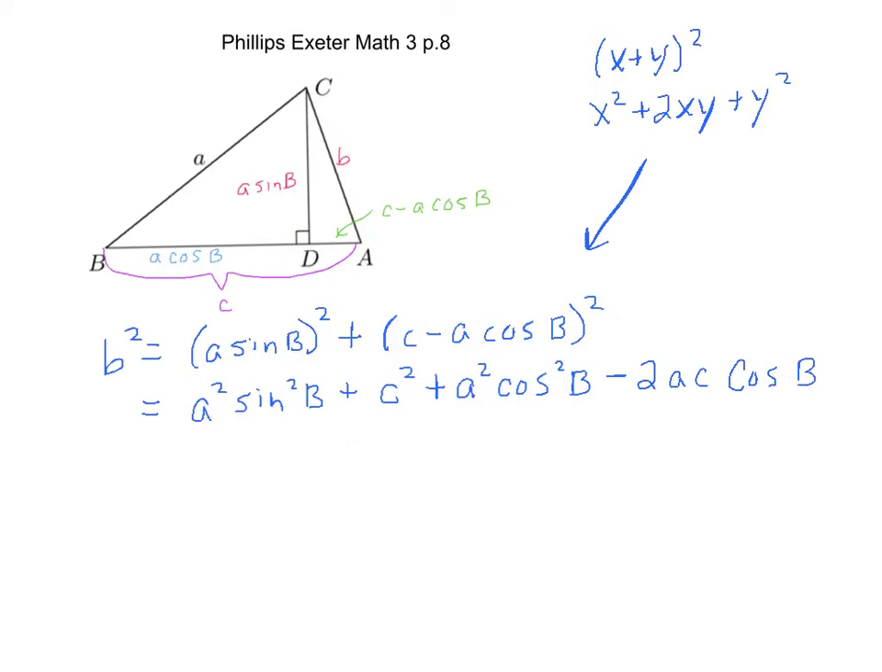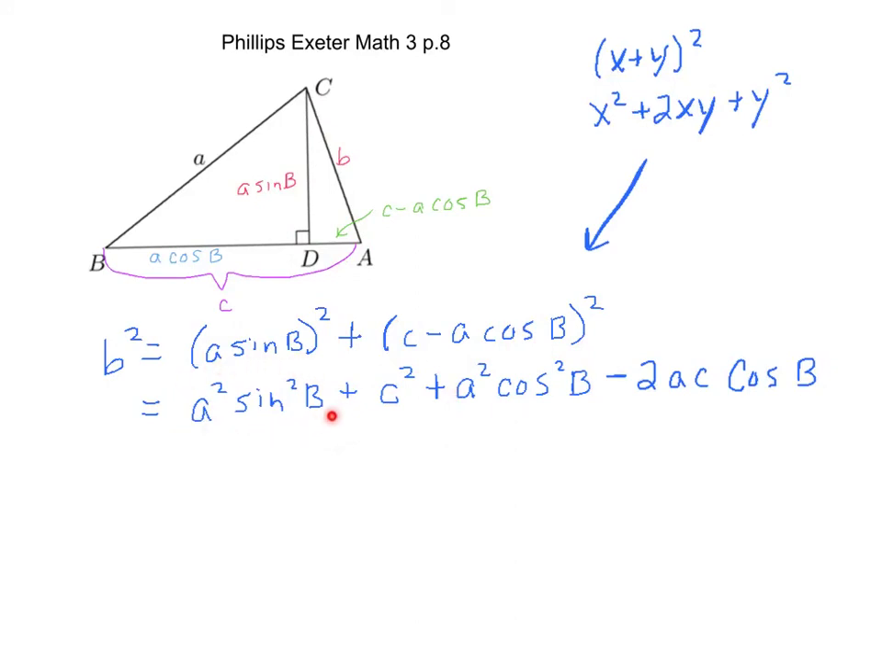Okay, so now this is looking pretty ugly. If somebody came in right now and looked at this, they'd go, wow, you guys are so smart, this is crazy. So what do you notice? Do you notice anything about the terms here? We have an A squared sine squared B, a C squared, an A squared cosine squared B, and then this. Pythagorean theorem. What do you mean? Right, but I want to do it algebraically. What can I do here?